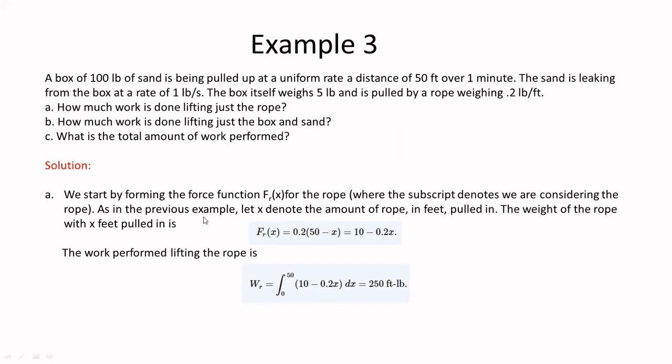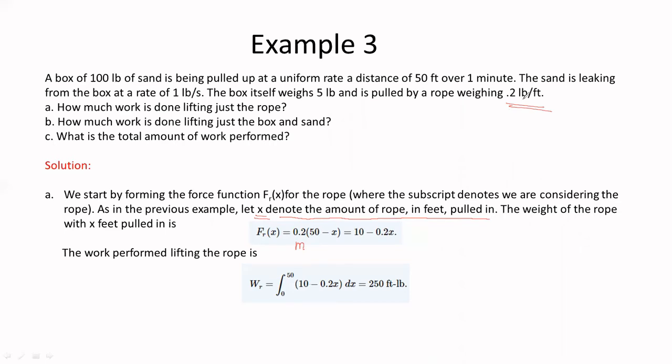As in the previous example, let us denote the amount of rope pulled in, in feet, by x. Amount of rope pulled in feet, and the weight of the rope, with x being the feet pulled in, is the weight of the rope, or the mass of the rope per unit length, times the remaining part of the rope that was not pulled in.